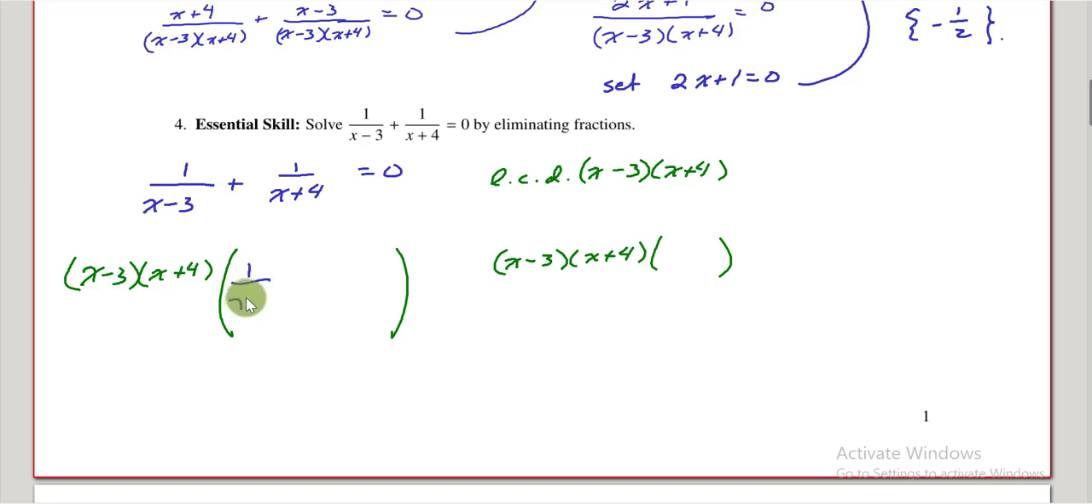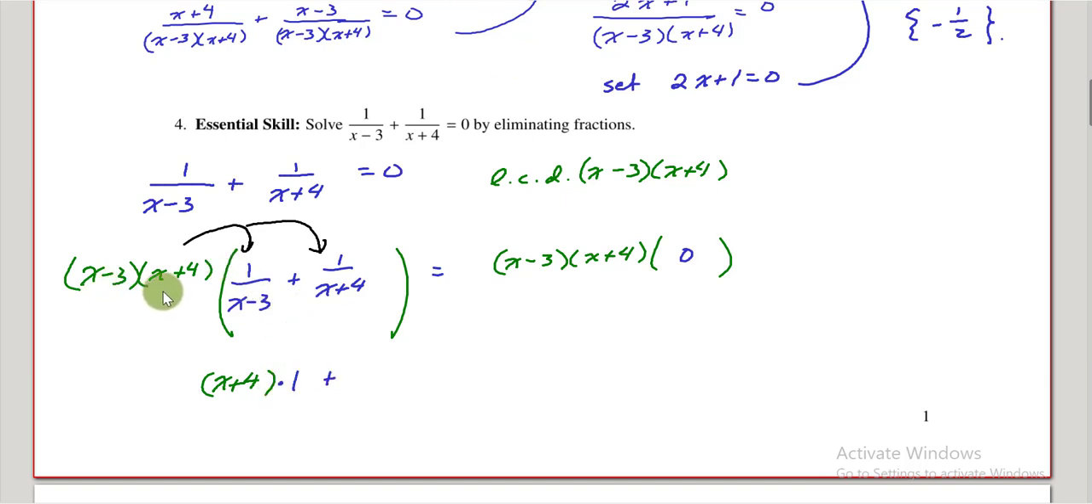So here we have the LCD being multiplied to the left-hand side and the LCD being multiplied to the right-hand side. Now watch what happens when I distribute the LCD to both terms on the left-hand side. When I distribute the x minus 3 times x plus 4 to the first fraction, this factor right here and this factor right here divide out. So I'm multiplying 1 by x minus 3, and then I'm dividing 1 by x minus 3. Those divide out. And so I'm just left with x plus 4 times 1 for that first term.